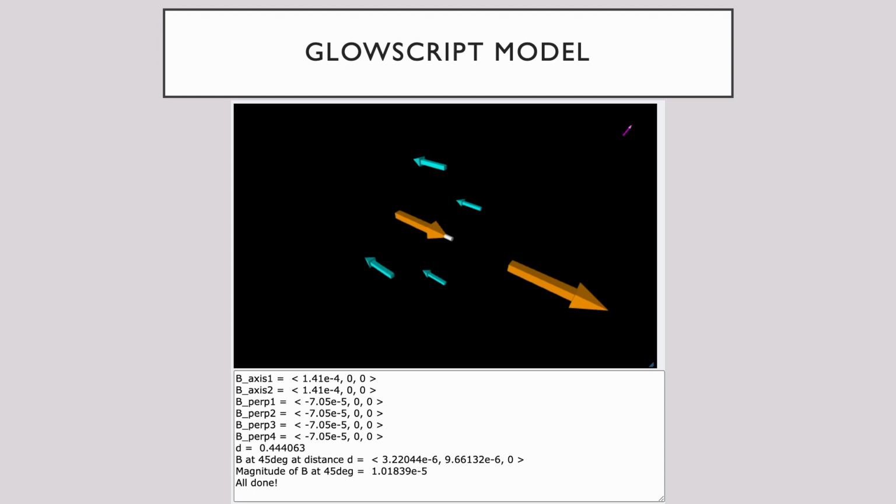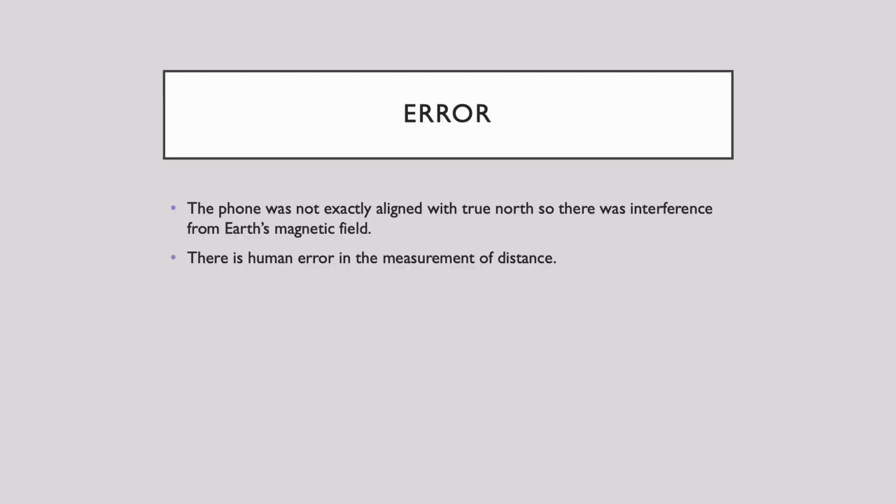So the on-axis magnitude and the perpendicular magnitudes were both larger than the experimental calculations. And this could be due to either the phone not being exactly aligned with true north and there was interference from the Earth's magnetic field, or there could be human error in the measurement of distances. So either of these could have caused that issue with the magnetic field in the model being larger than the calculated magnetic field.